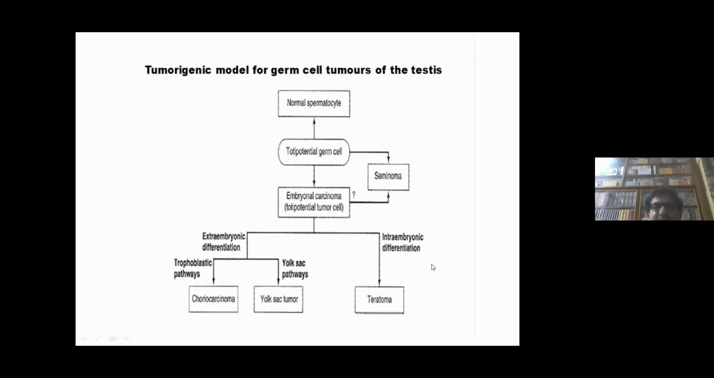The tumorigenic model for germ cell tumors of the testis is as follows. Normal spermatocyte gives rise to a totipotent germ cell. They can give rise to either seminoma or embryonal carcinoma. From embryonal cells, there will be extraembryonal differentiation. They can follow the trophoblastic pathway to give rise to choriocarcinoma or the yolk sac pathway to give rise to yolk sac tumor. Otherwise, embryonal cells can go for intraembryonic differentiation, leading to teratoma.